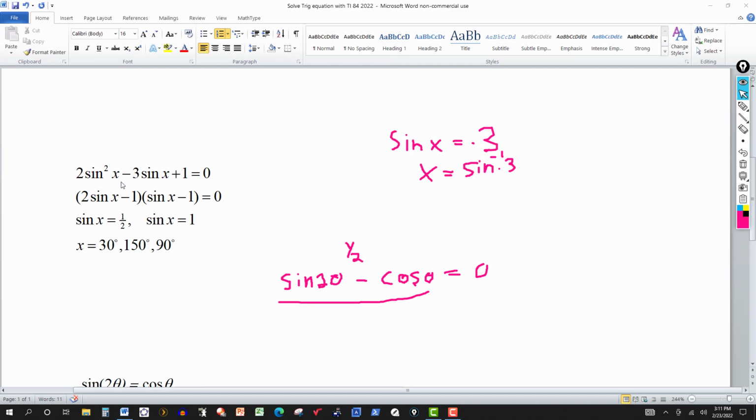2 sine squared x minus 3 sine x plus 1 factors into 2 sine x minus 1, sine x minus 1. Set each factor equal to 0, you get sine of x equal to 1/2. Sine of x is equal to 1.